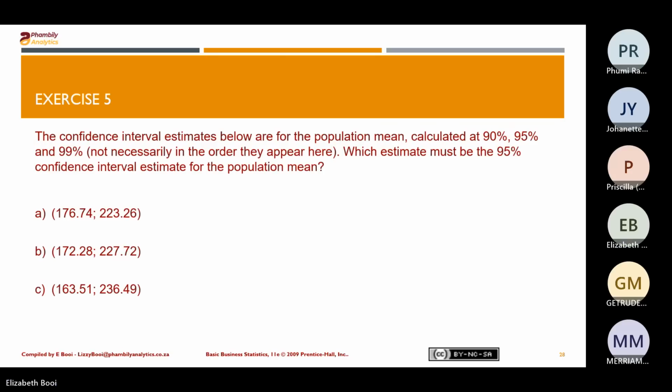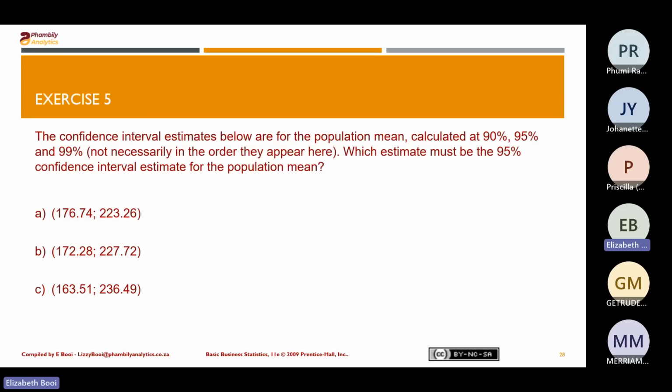So this is the thing. On here, it's a very tricky question. Can you see? It says the confidence interval estimates below are from the population mean estimated using a 90%, 95%, 99%, not necessarily in order as they appear here. Which estimate must be the 95% confidence estimate?